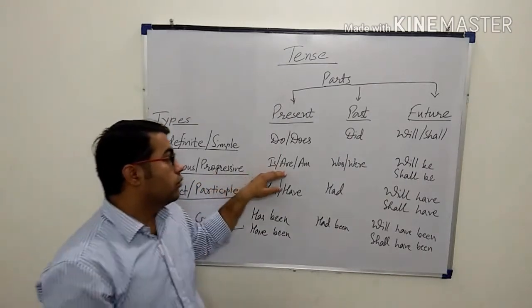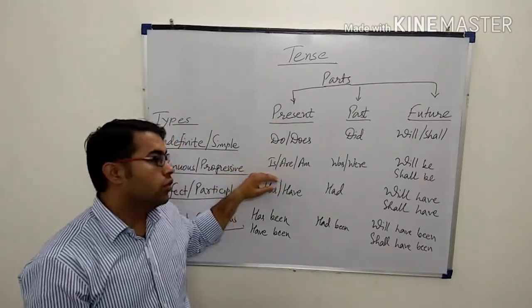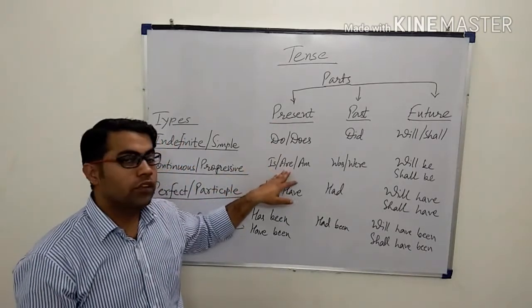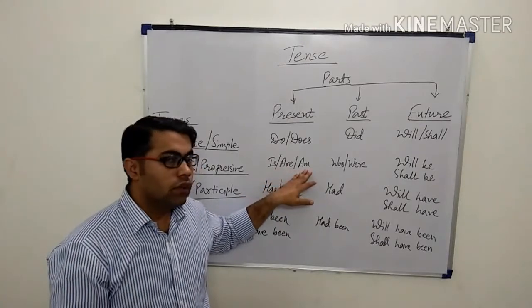For the present continuous, the helping verbs are is, am, are. With a singular subject, we use is. With a plural subject, we use are. With I, we use am.